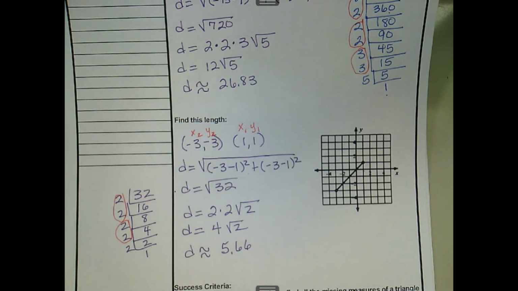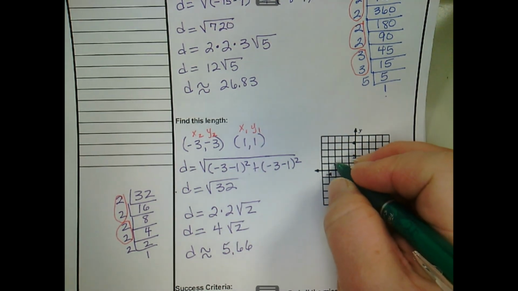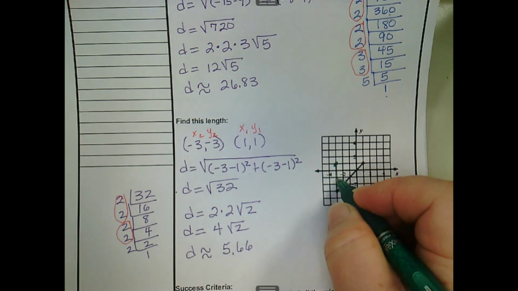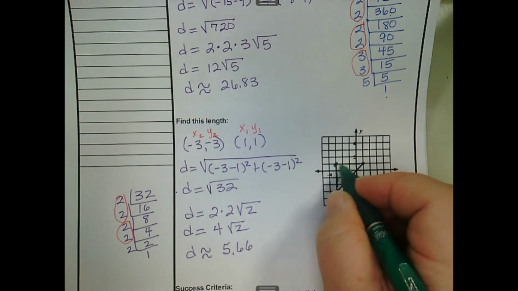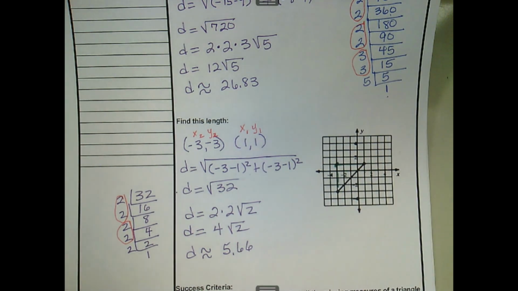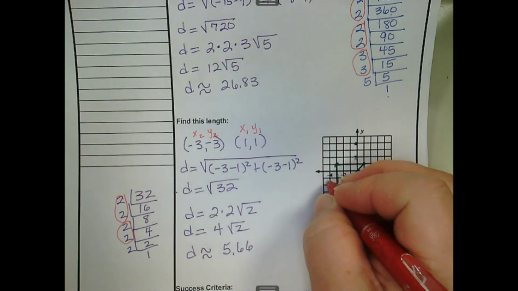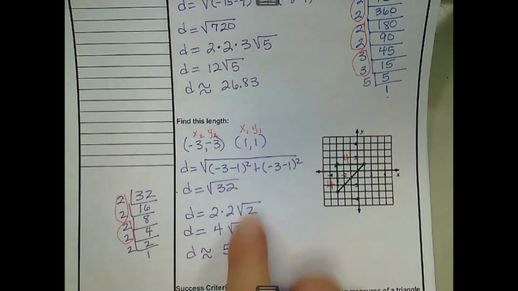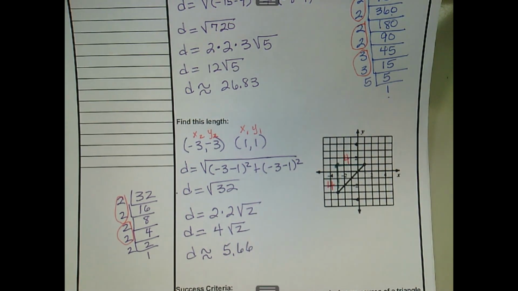Now you might ask me, what's the other way to do it? Well, we just find our lengths. We create a right triangle, and we see that this length is 4, and this length is 4. And then we do the same thing we did here. 4 squared plus 4 squared would be 16 plus 16, which is 32. And we start the process all over again.